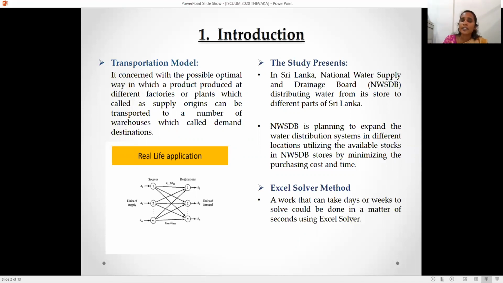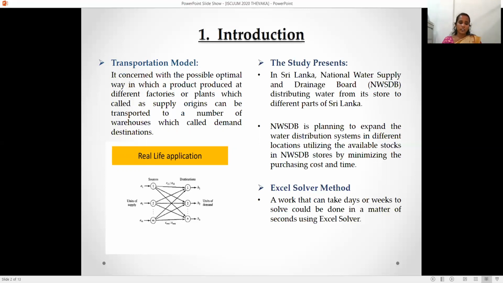In the study, we consider the scenario of the National Water Supply and Drainage Board. This board is planning to expand the water distribution systems to different locations by minimizing the purchasing cost and time.